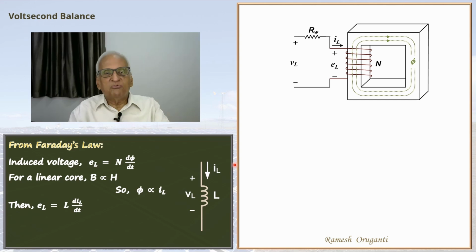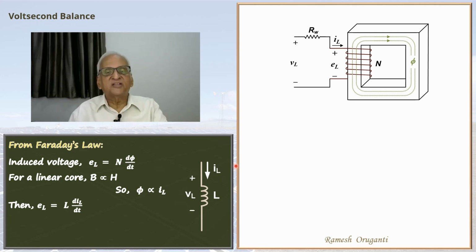So we will see the Voltsecond balance both from flux point of view and from IL point of view. Flux point of view, the core can be nonlinear. From IL point of view also, the core can be nonlinear, but we will see it when the core is linear because it is easier to see and understand. That's all.